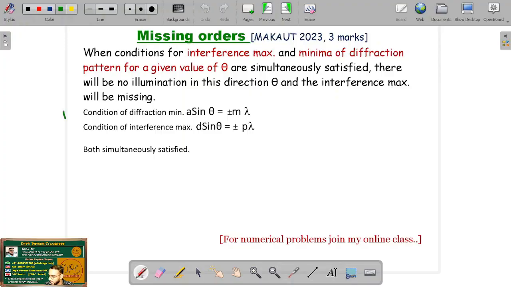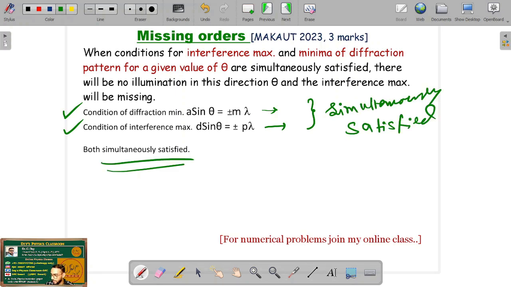So what would be the condition? That means the condition for diffraction minima and the condition for interference maxima are both simultaneously satisfied. What is the condition for diffraction minima? I have discussed in the previous slide, that is a sin theta equals m lambda. The condition for interference maxima would be d sin theta equals p lambda. So both are simultaneously satisfied. As a result, for a particular value of theta, the interference maxima would be suppressed by the diffraction minima, and there would be no illumination in that direction of theta.